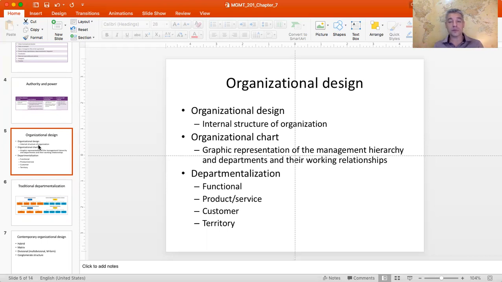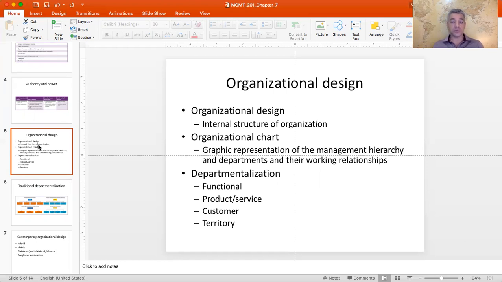But ultimately, its goal is to show the power direction within the company, right? So who reports to whom? The departments within an organization that are described by this organizational chart could be organized typically under any of the four basic principles or approaches.